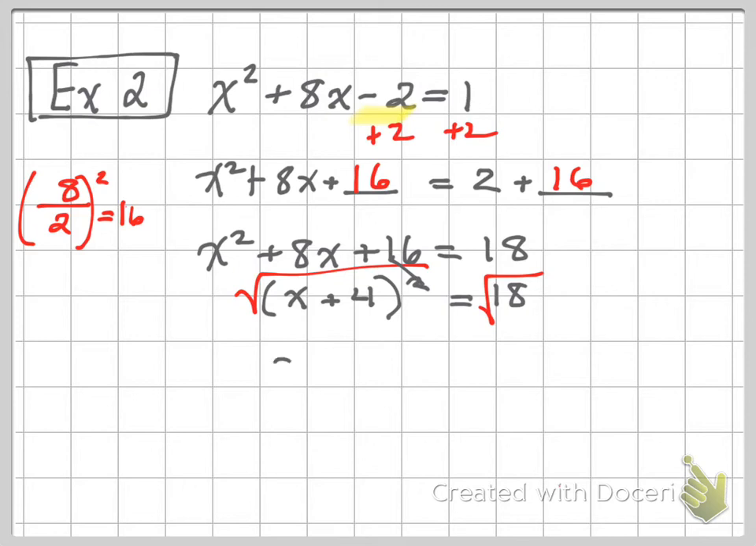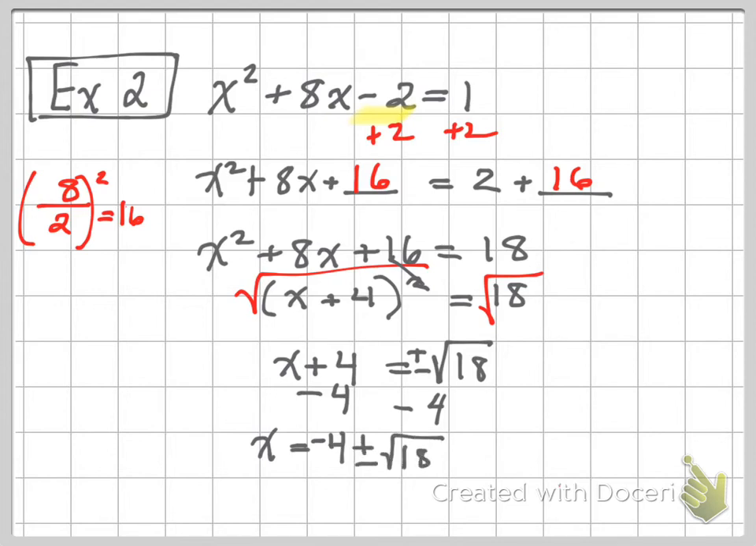Cancels out the squared. I get x plus 4 is equal to the square root of 18, and don't forget the plus or minus. Then I would subtract 4 from both sides and get x equals negative 4 plus or minus the square root of 18. And that would be my final answer. Or again, I could plug that into my calculator and get a decimal answer.